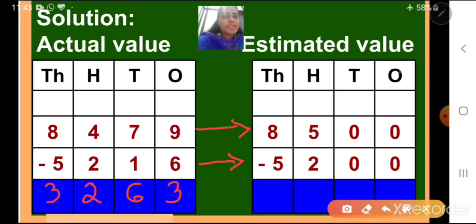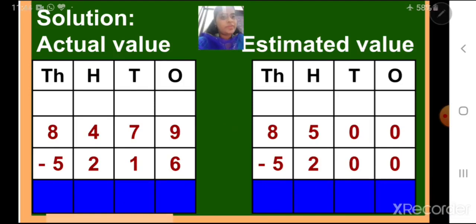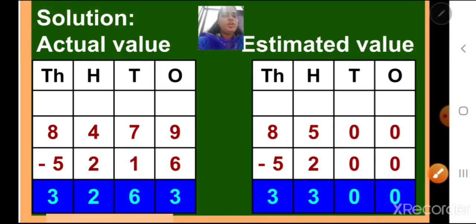We will subtract from ones place. 0 minus 0 is 0. Again 0 minus 0 is 0. 5 minus 2 is 3. And 8 minus 5 is 3. Children, here you can see the actual value is 3263 and the estimated value is 3300, which is correct. Children, please note down properly in your notebook, in your classwork.